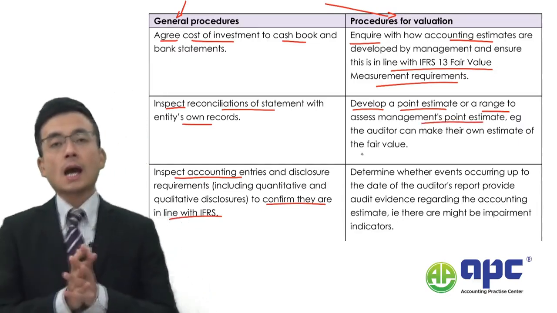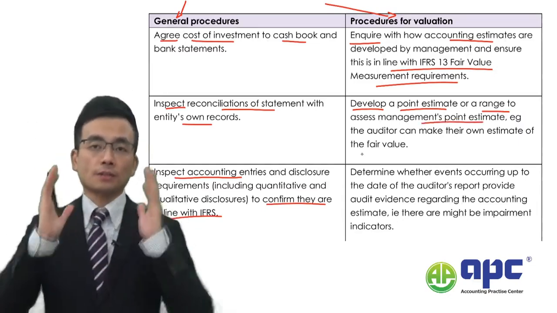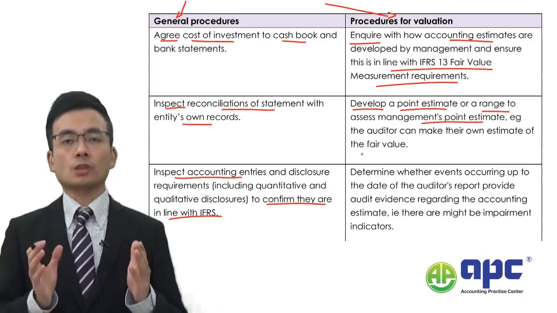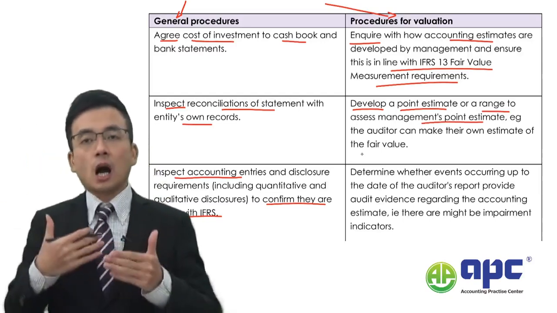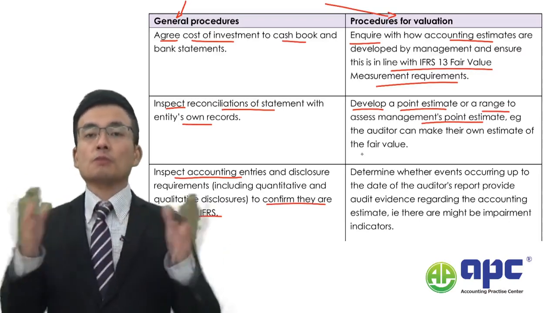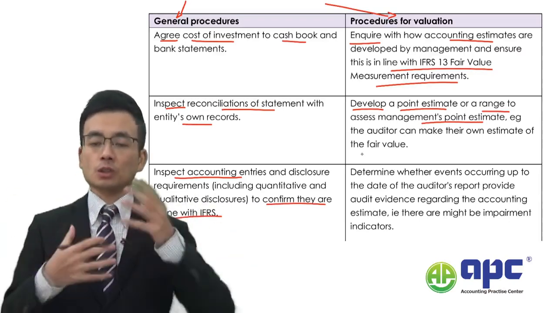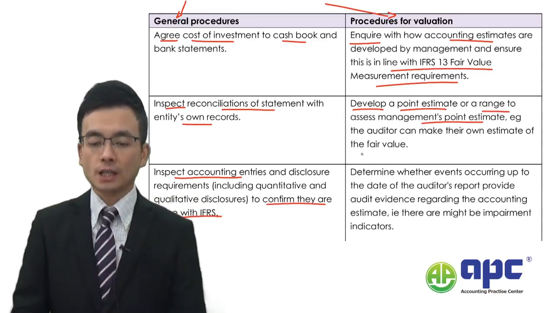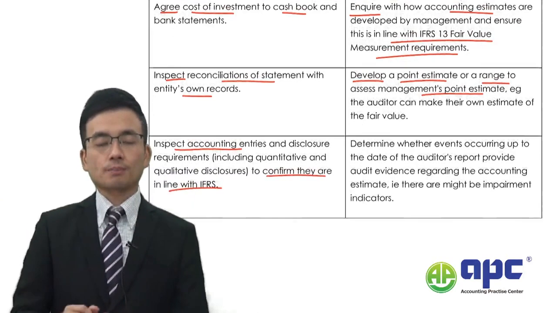So, for example, if management says that this is worth $100, but according to our price range, I would say from 80 up to 200 will be fine. This could be fine. Okay, so we're going to develop a point estimate or range to assess it.